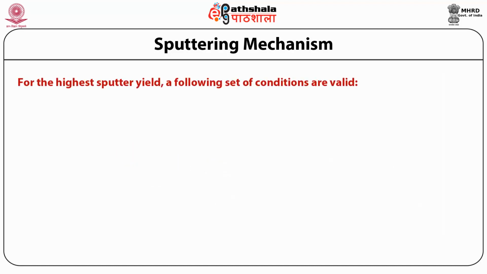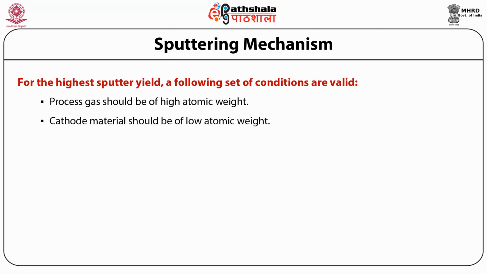For the highest sputter yield, the following set of conditions are valid. Number 1, process gas should be of high atomic weight. Number 2, cathode material should be of low atomic weight. Number 3, the amount of reactive gas species should be low in the vessel.